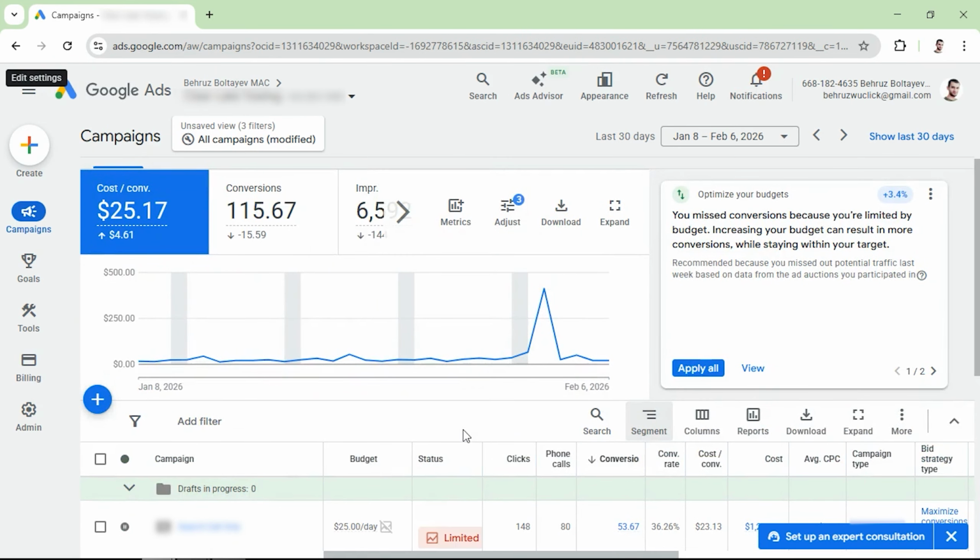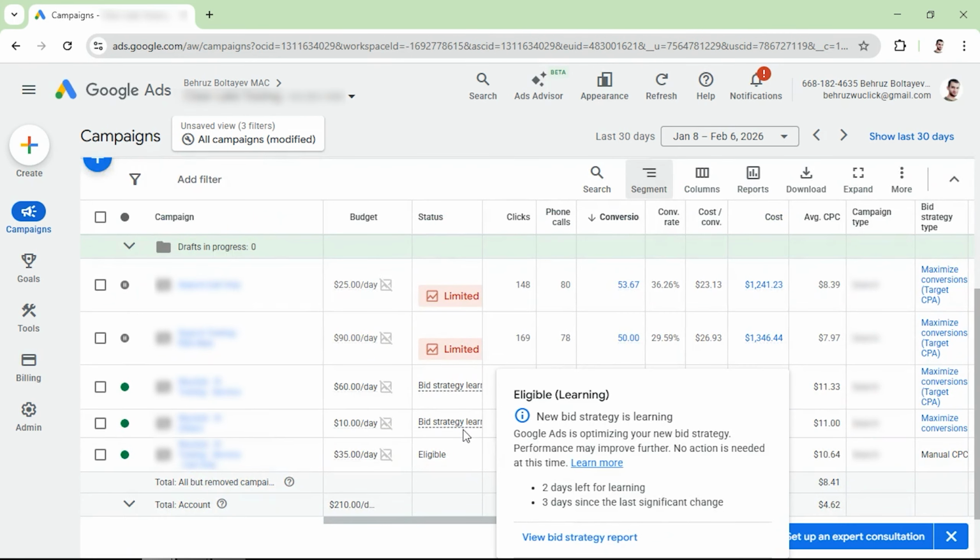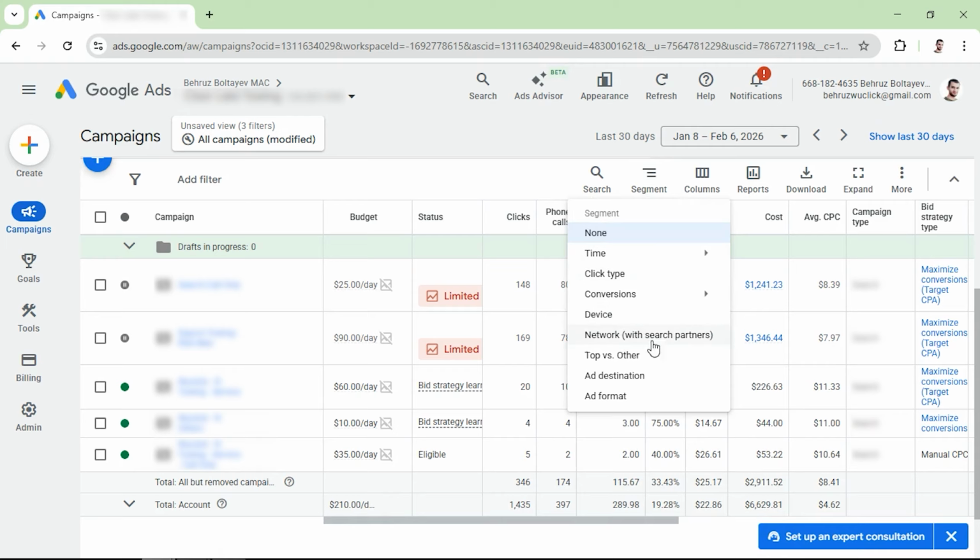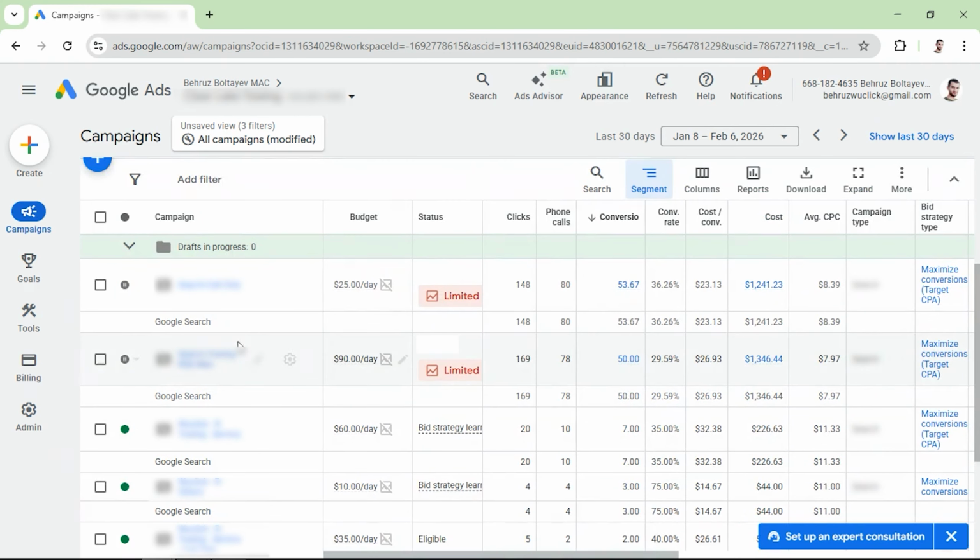So we're in the campaign section, and let's say you need to filter by network so that you can see in which networks you're running your ads. We're going to go to the segment section, and from here we're going to find network and make sure that you're getting clicks from Google search. At least that's how you can improve the quality of the traffic.